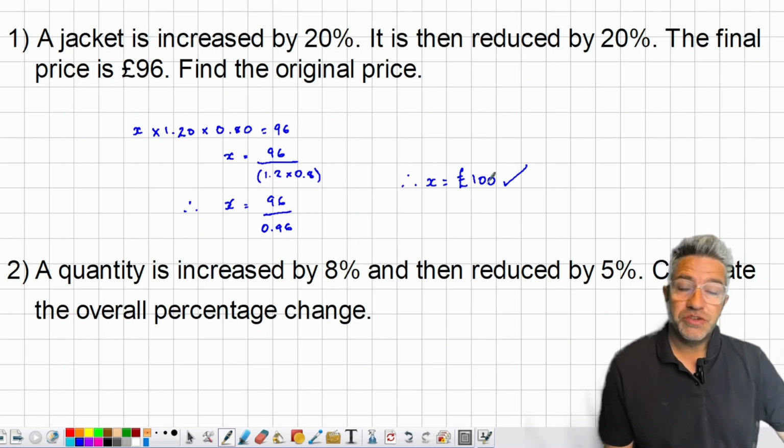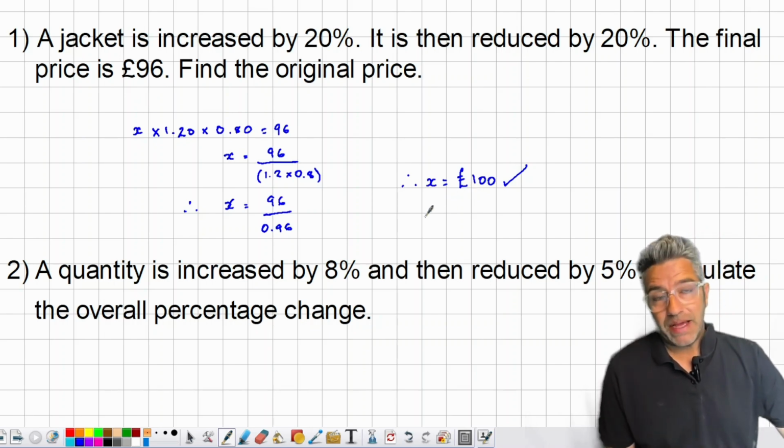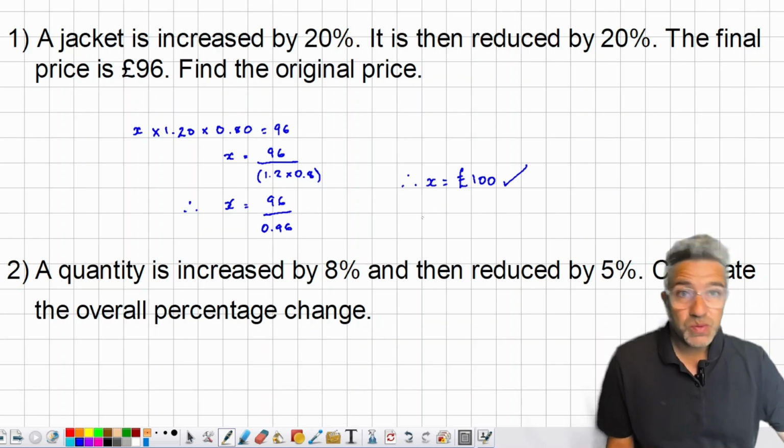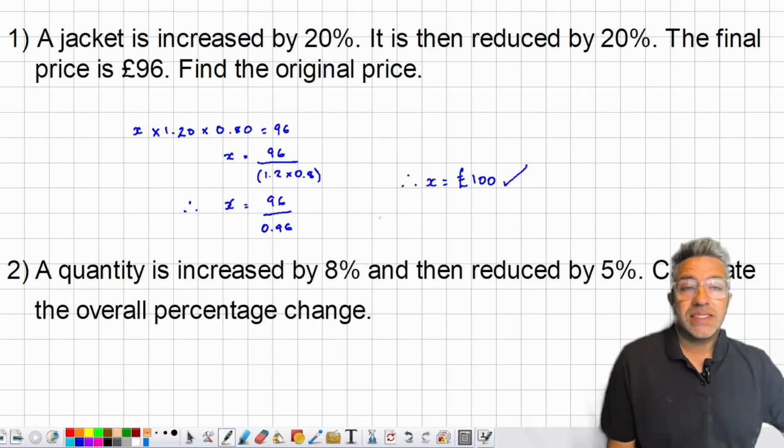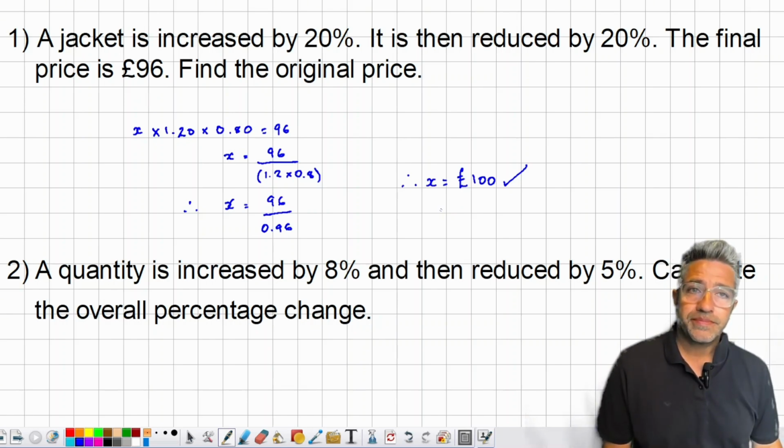If you like, you could check that answer. If you reduce 100 by 20%, you get £80. If you then increase £80 by 20%, well, 10% is 8, 20% is 16. 80 add 16 does indeed take you to £96, that final value that we required. Let's move on to question 2.